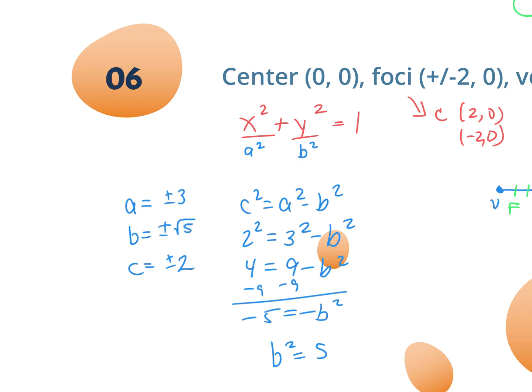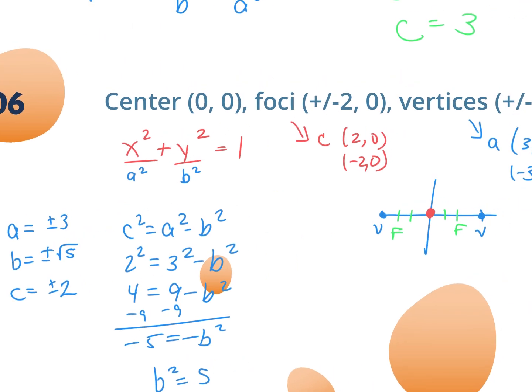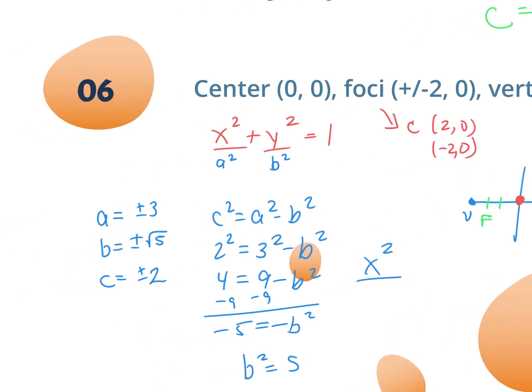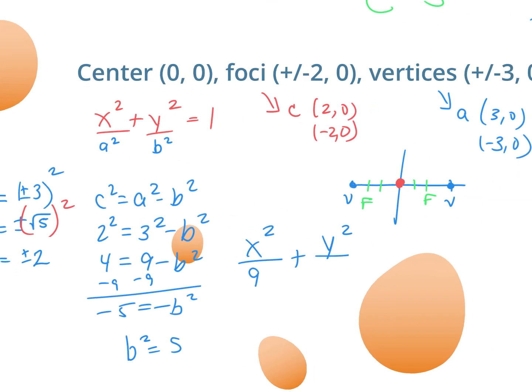Now we figured all that stuff out, but we have not fully written the equation. Let's do that now. You have x squared over a squared. What's your a value? 3. When I square it, it becomes 9. Plus y squared over b squared. When I take the square root of 5 and square it, it becomes what? 5, and then equals 1. There you go.